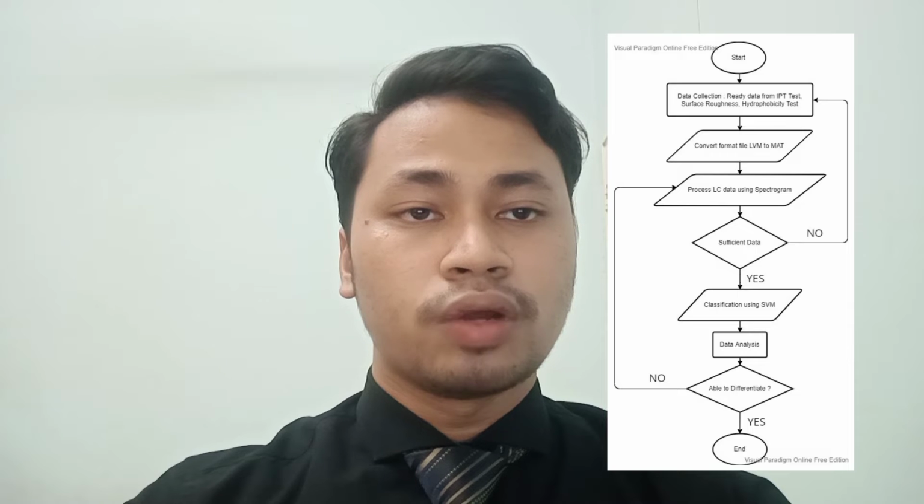The flowchart can help organize and lay out the needed data gathering. First is data collection. Data collection consists of ready data, leakage current that has been collected from the IPT test, surface roughness test, and hydrophobicity test. The ready data leakage current was in LVM format, so we have to convert LVM format to MAT file format. After that, we process the leakage current data using spectrogram. From there, we will get the leakage current energy. If it is sufficient data, it will go to the SVM process. If it is not sufficient, it will go back to the ready data leakage current.